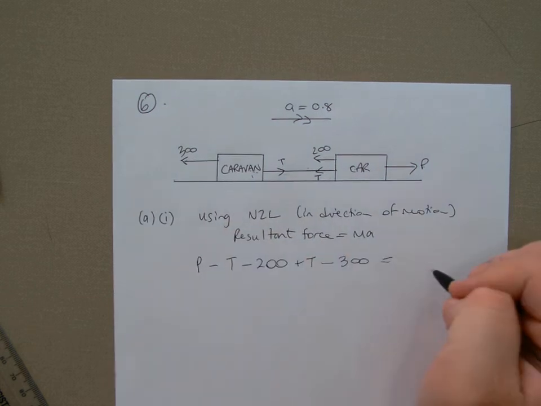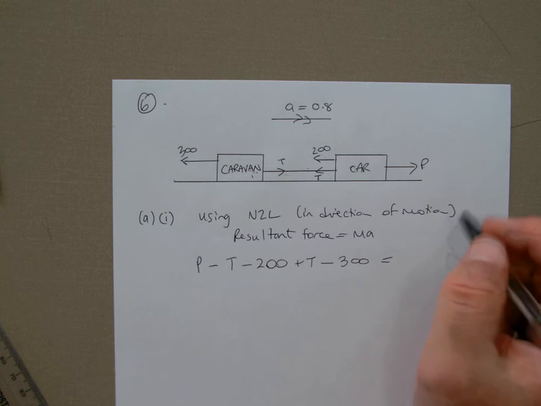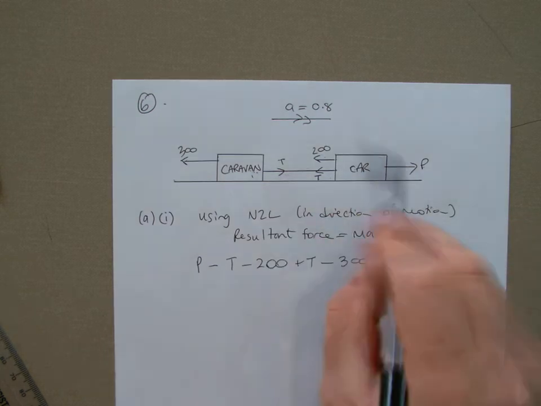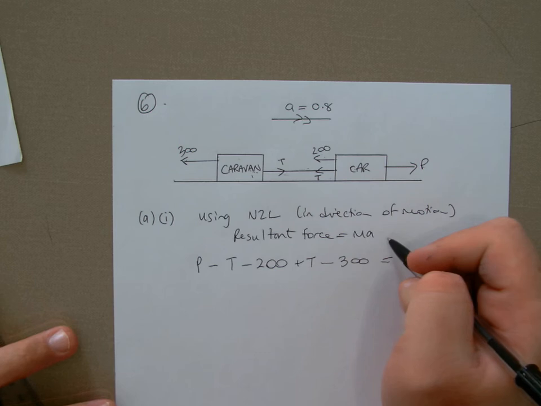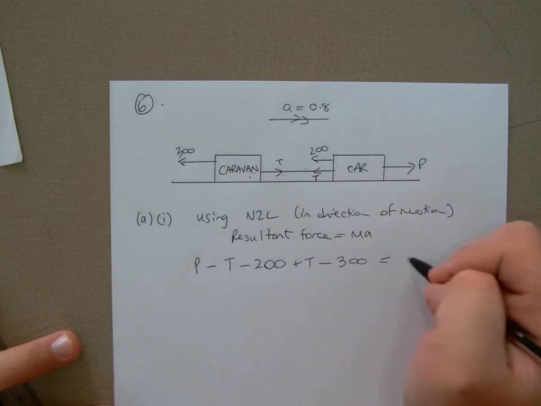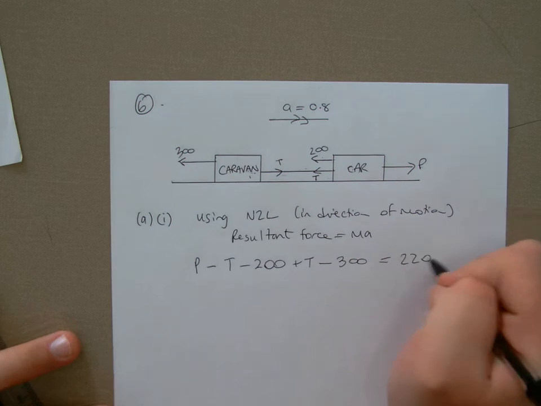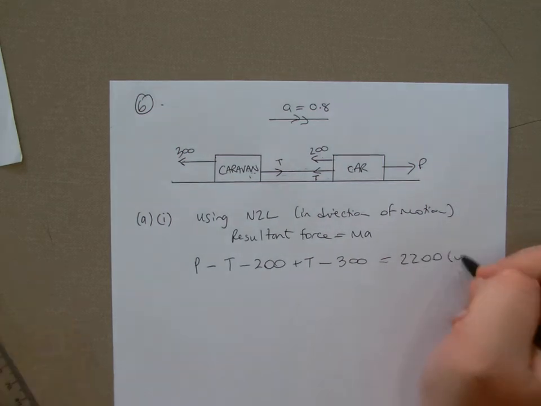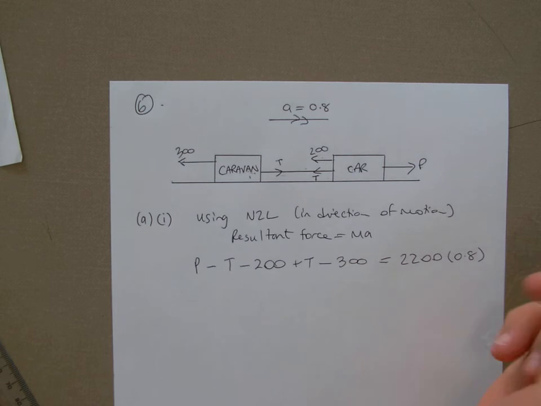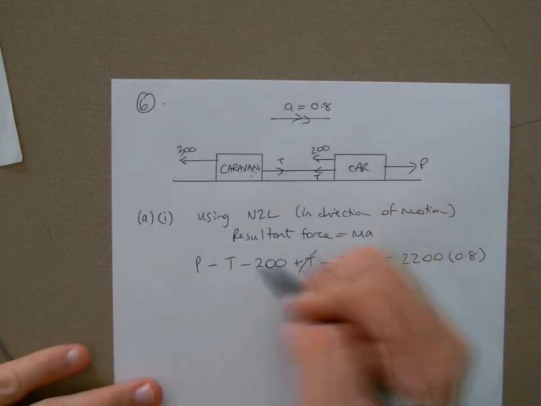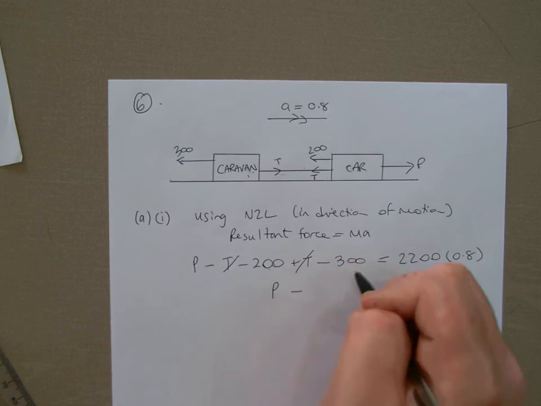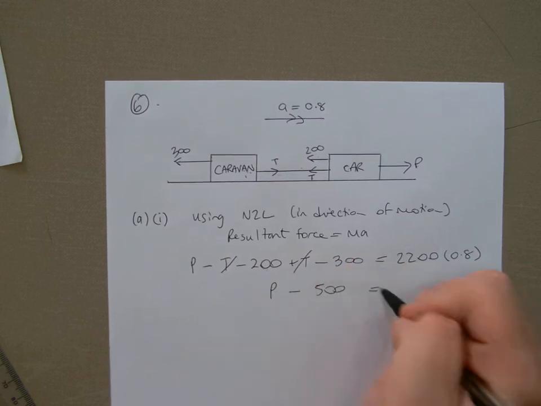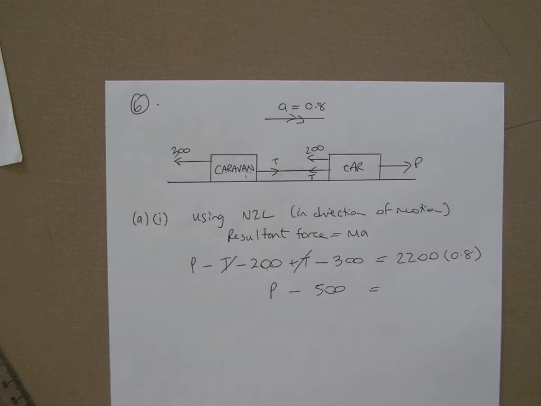That equals then to the mass times acceleration. Now, the mass is the overall combined mass of both car and caravan, right? So the car was 1200, the caravan was 1000, so that'll be 2200 times the acceleration, which is 0.8. Now, what we find is that the t's will cancel, which is quite nice. So you get P take away 500 equals 2200 times 0.8.